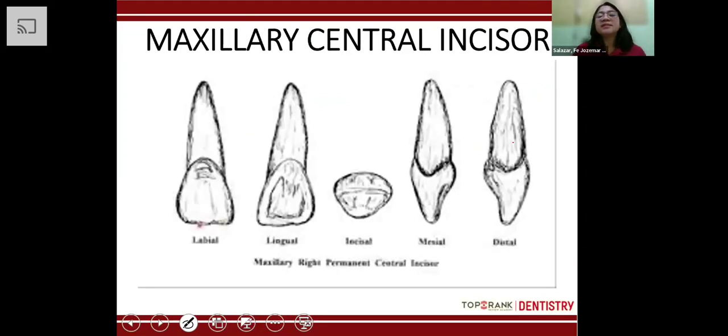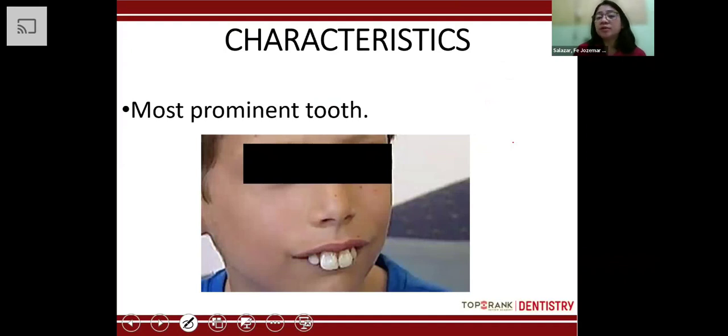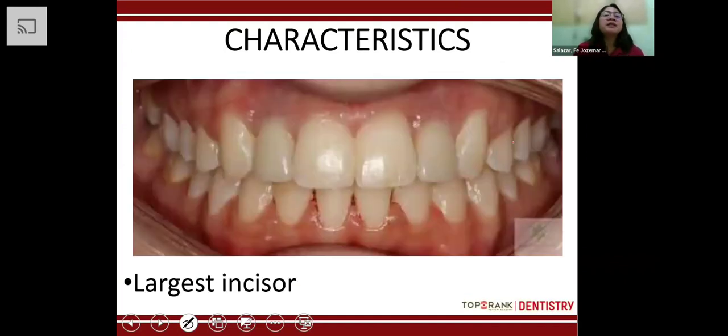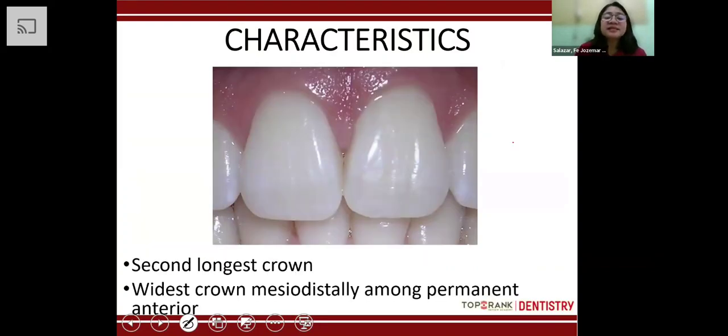Let's now discuss the maxillary central incisor. It is the most prominent tooth. It is the largest incisor lang ha, not the largest overall. It has the second longest crown. Second. What tooth has the longest crown? Oh, ito lumabas lang just recently. What tooth has the longest crown? Yes, very good. Mandibular canine.